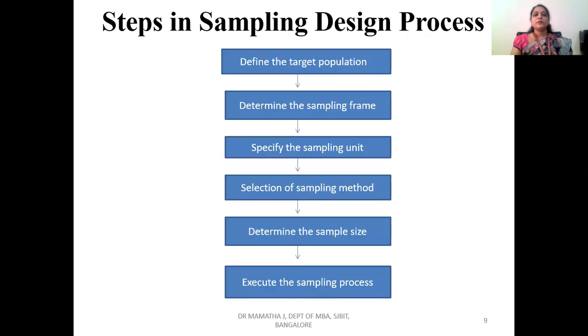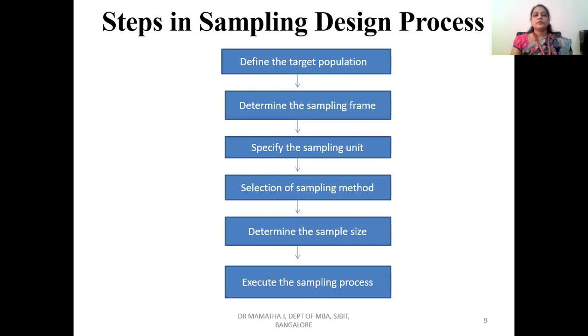Okay. Now coming to the sampling design process. This is a flow chart which says how you have to do the sampling. So how does it start? It starts with identifying and defining the target population, then determining the sampling frame, then specifying the sampling unit, then selection of sampling methods, then determine the sample size, and finally execute the sampling process.